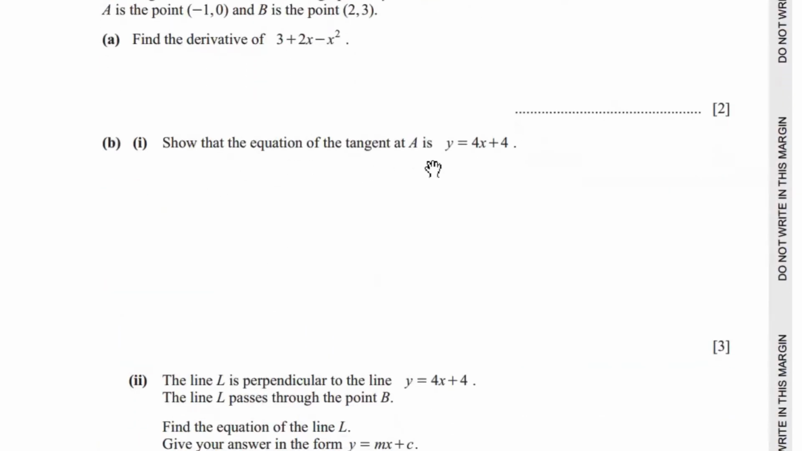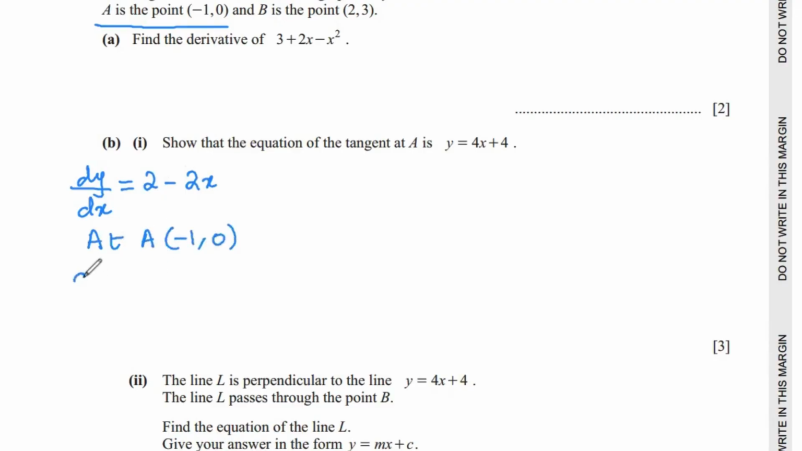Let's show that the equation of the tangent at A is y equals 4x plus 4. So point A is (-1, 0), and dy by dx was 2 minus 2x. Now remember, the gradient of the curve at a point is the same as the gradient of the tangent at that same point. So at A, (-1, 0), dy by dx would be 2 minus 2 times negative 1. That's 2 plus 2, and that's 4.